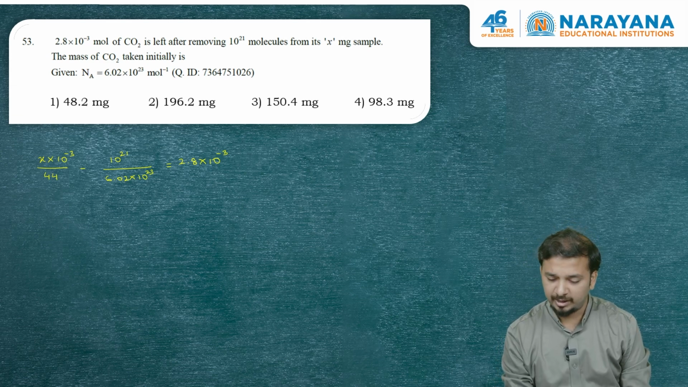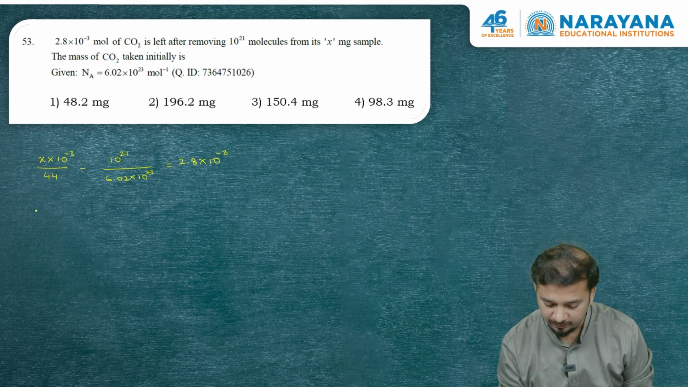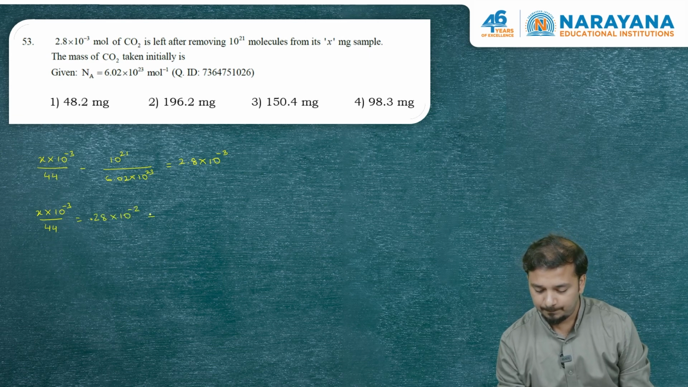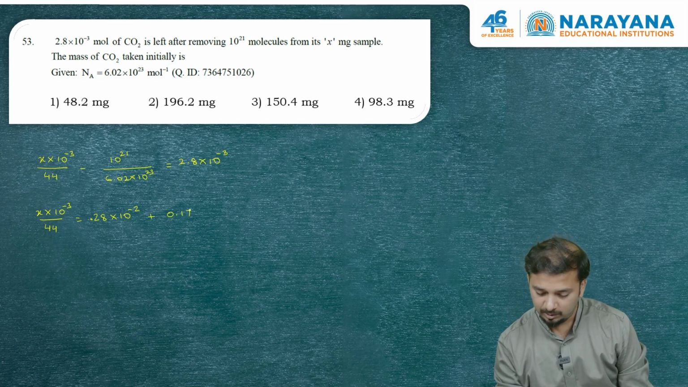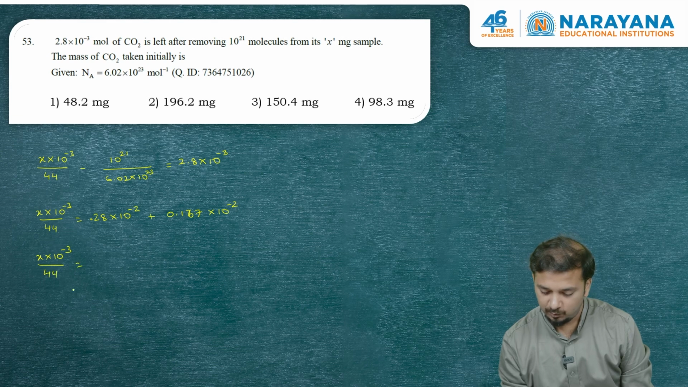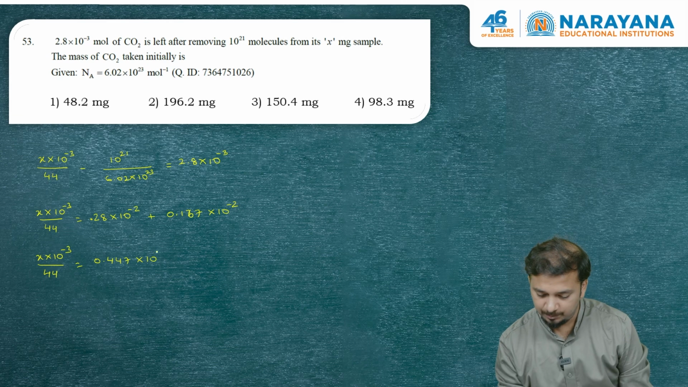So we have to solve this equation to get the value of x. So we can simplify x into 10 raised to the power minus 3 divided by 44. That will be equal to, we can write it as 0.28 into 10 raised to the power minus 2 plus 1 by 6.02 will be 0.167 into 10 raised to the power minus 2. So this will become x into 10 to the power minus 3 upon 44 will be equal to 0.447 times 10 raised to the power minus 2.